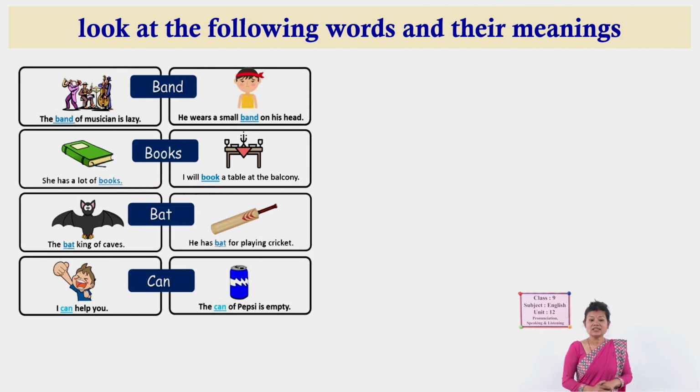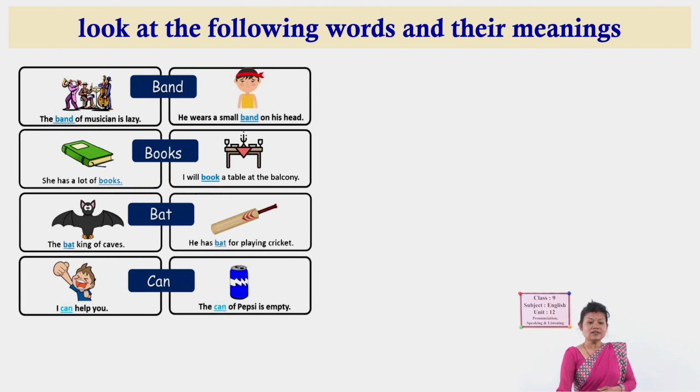Likewise, bat. The bat, king of caves. Here this bat means an animal, a flying mammal. Look at the picture here. And the next sentence using bat: he has a bat for playing cricket. Have you seen a bat? It is a wooden tool that is used for playing cricket and other games as well. So, bat has 2 different meanings.